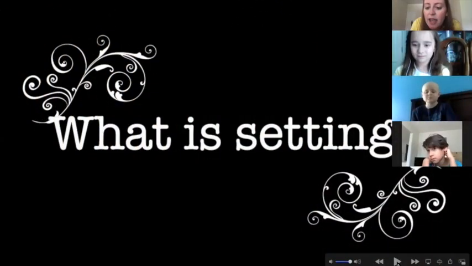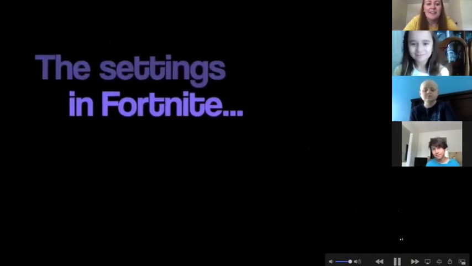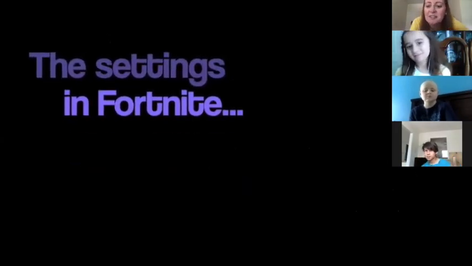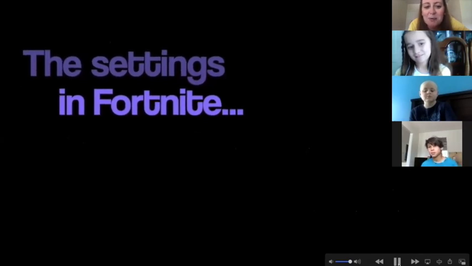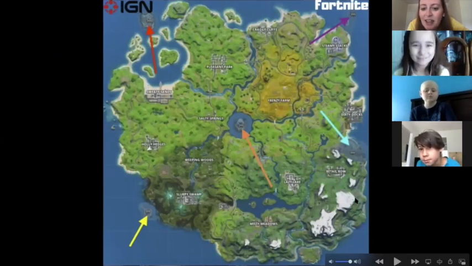Today we're going to look at a certain setting. We're going to look at Fortnite settings. The settings in Fortnite. So I found a map. Does this look familiar? Yeah, very familiar. Okay. So what are some places on the Fortnite map?